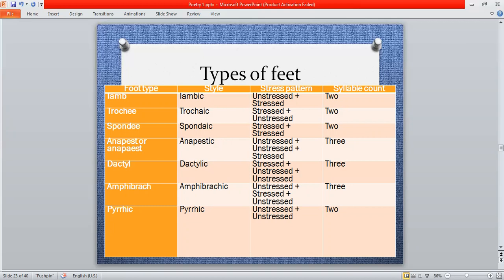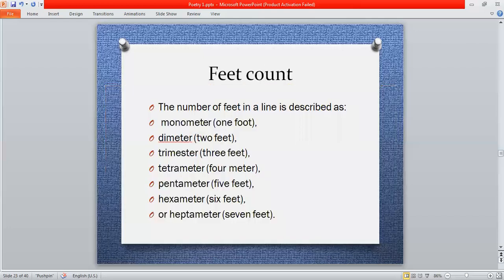Then the dactyl, it consists of three syllables. The first one is stressed, while the second and the third are unstressed. Then we have other two types, but they are very rare in English poetry. When we count every two syllables as one foot, this is the result.